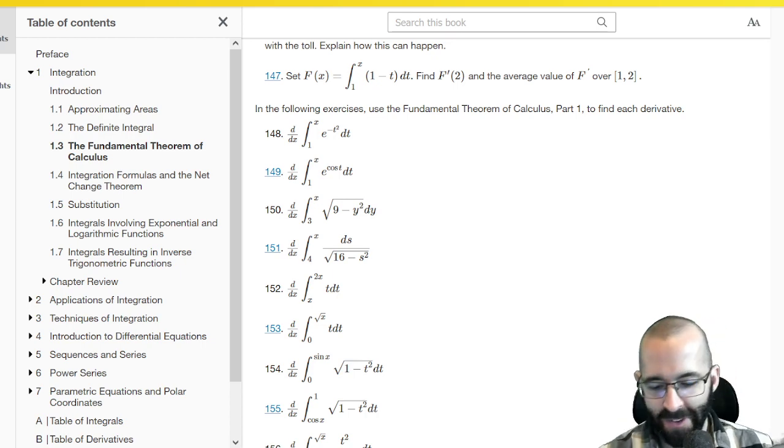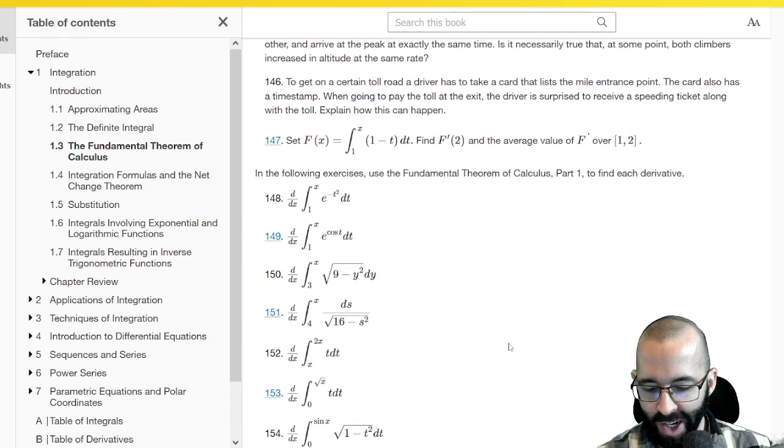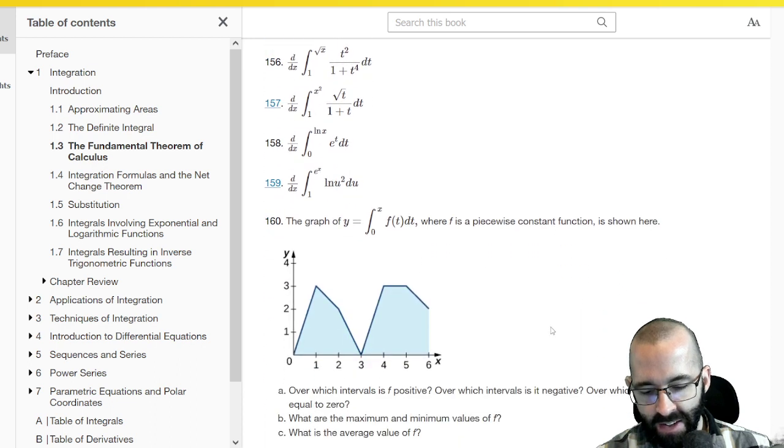We're going to start with number 156, because 56 isn't on here. Use the fundamental theorem of calculus to find this derivative, 156.